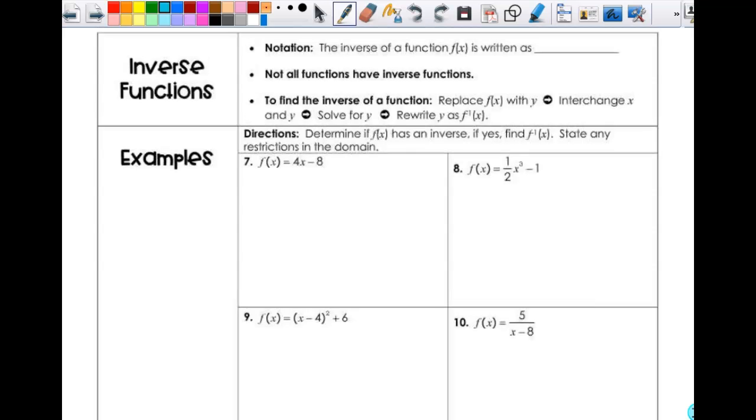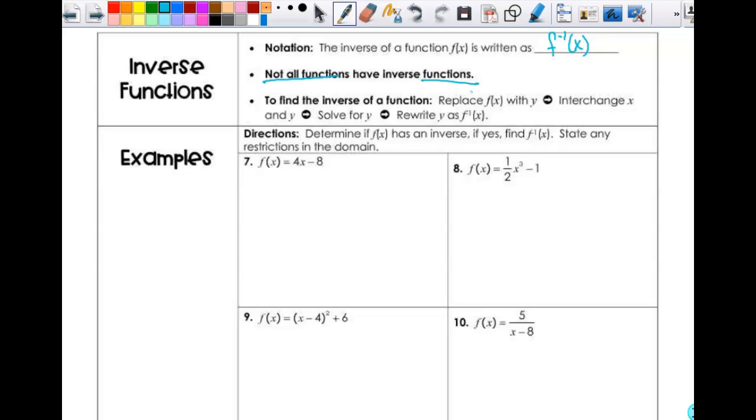And I gave you the notation for an inverse relation. We really don't talk about those much more than just introducing this. So the inverse of a function, f of x, is written as f inverse of x. Again, it looks like it's to the -1 power. That is not an exponent, okay? F inverse of x, or the inverse of f of x. And not all functions have inverse functions. They have inverses, but they're not necessarily inverse functions. Basically, it's saying every function isn't one-to-one, but we just saw that, so hopefully that makes sense.